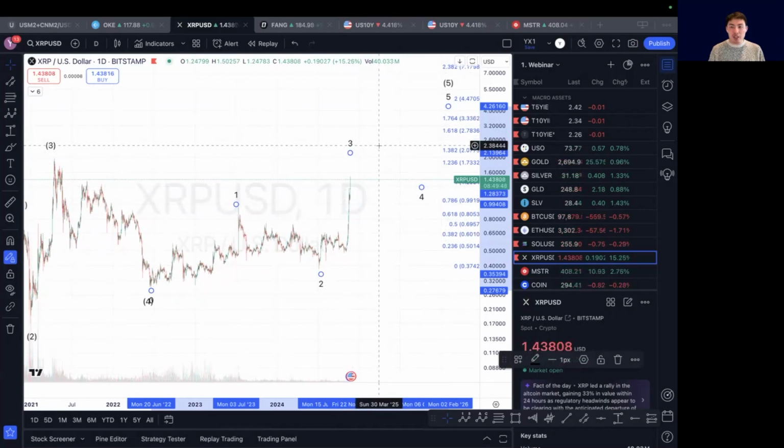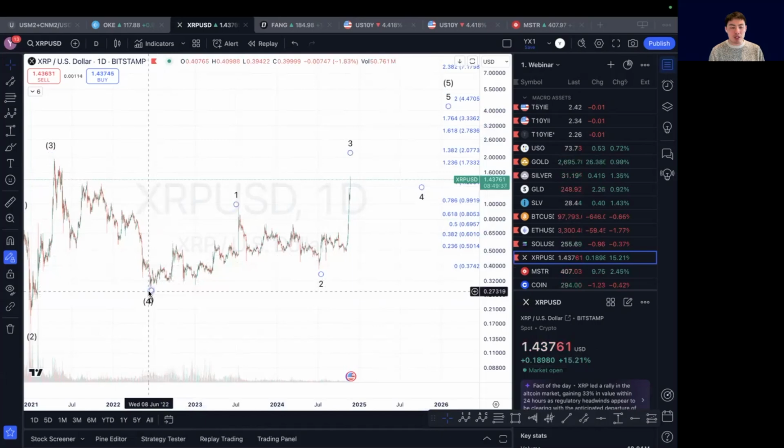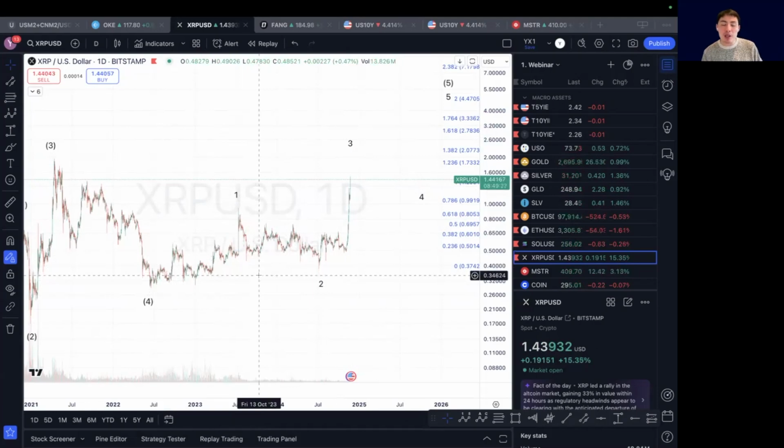$4.20. However, I will just caution that by no means is this a reliable timeline on how quickly or how slowly it could happen. Between the end of wave 4 and this wave 2 low, we essentially had 2 years consolidating in this area. And it can be a very painful 2 years with your capital locked up.